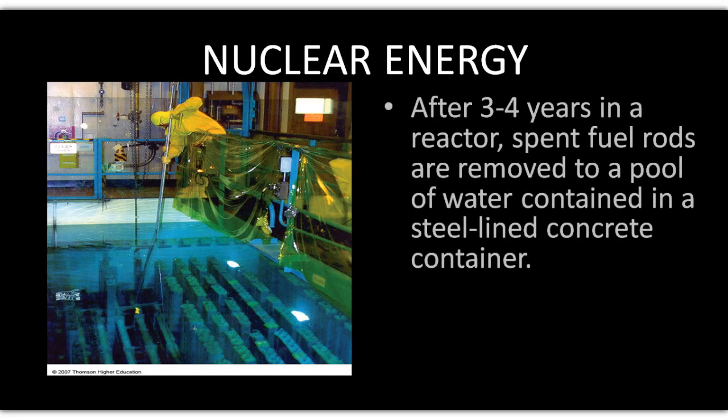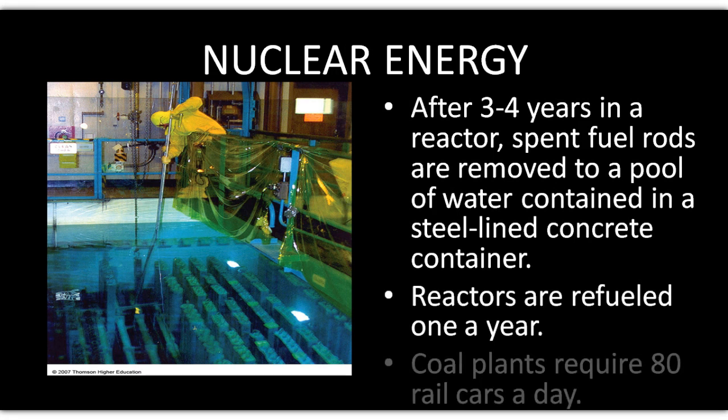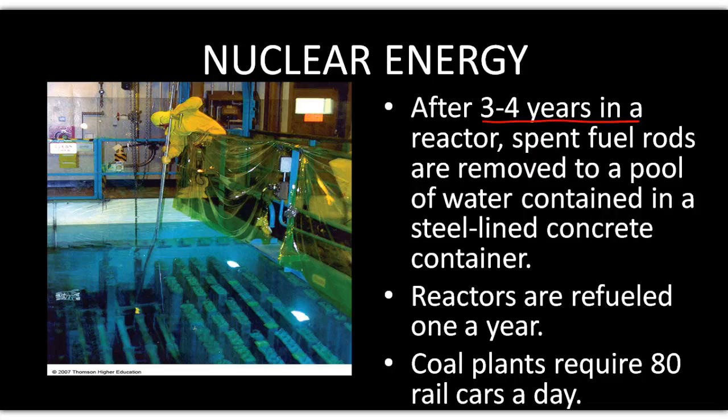So this is showing the guts of a nuclear power plant, looking at some of these control rods which are in there, the water bath after the fact. Very interesting. Notice how it says after 3 to 4 years we actually have to take the fuel rods out and move them. They're not efficient any longer. In comparison, coal plants require 80 rail cars a day on average. So just compare. The energy content in uranium is huge comparatively. Doesn't mean the nuclear power plant's all that efficient though.